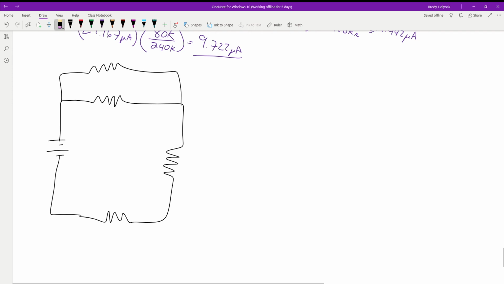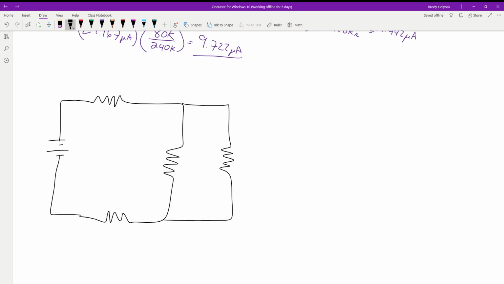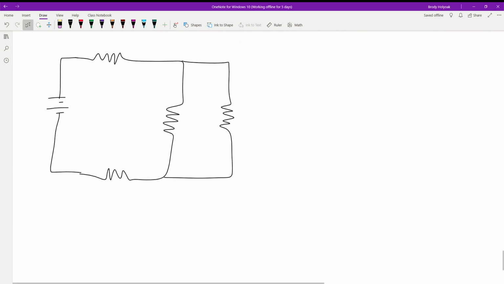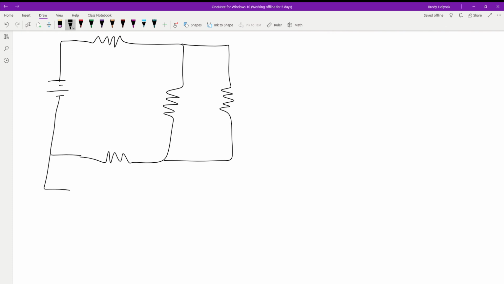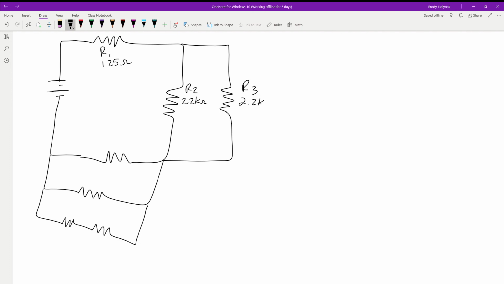Oh, wait. Scratch that one. So this is 2.2 kilohms. Hey, that's what you guys get to solve for me.